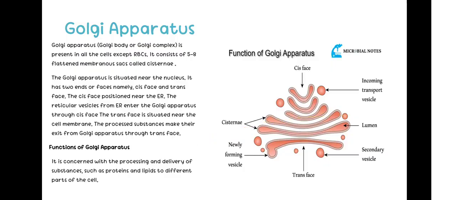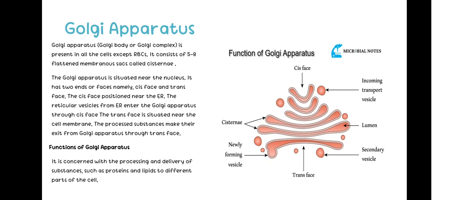Next we come to the Golgi apparatus. This is another cell organelle. Golgi apparatus, another name Golgi body or Golgi complex, is present in all cells except RBCs. So Golgi apparatus is present in all types of cells except RBC. RBC is the red blood cell, which is one type of blood cell.